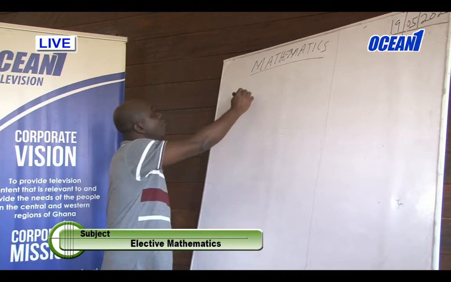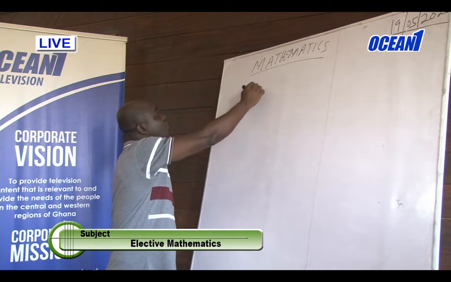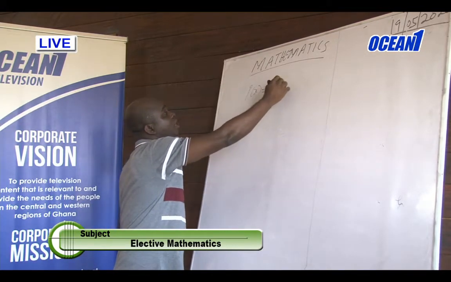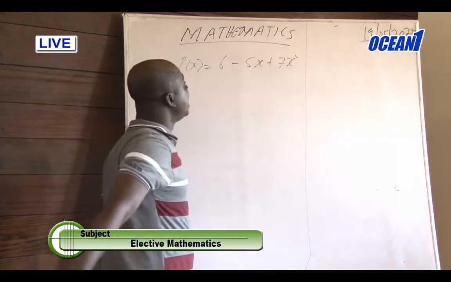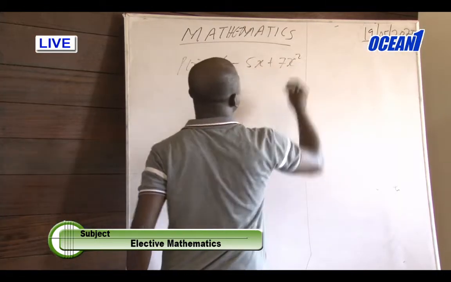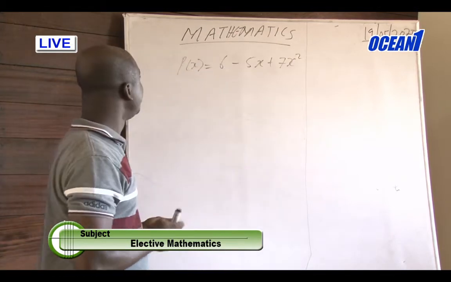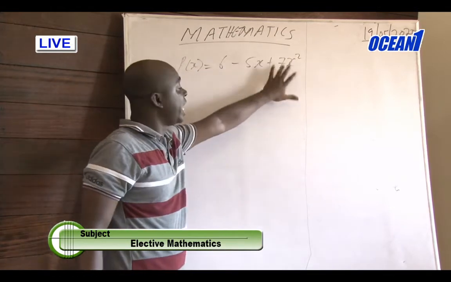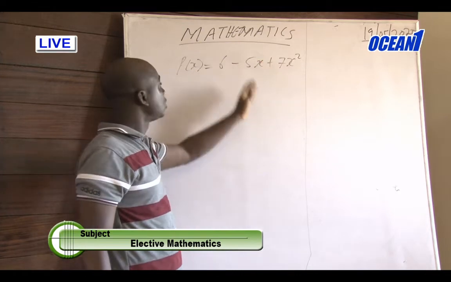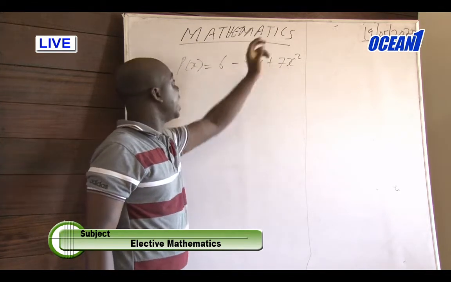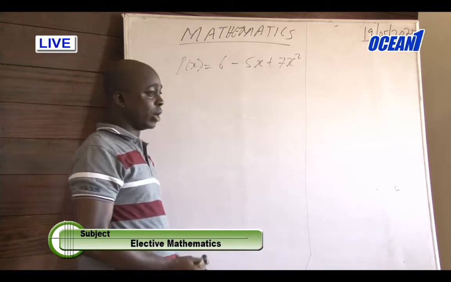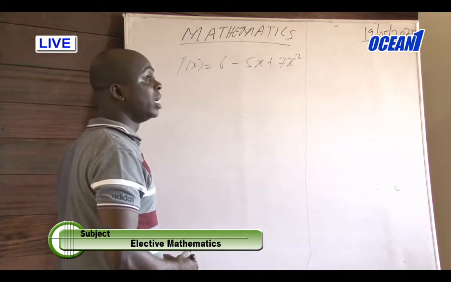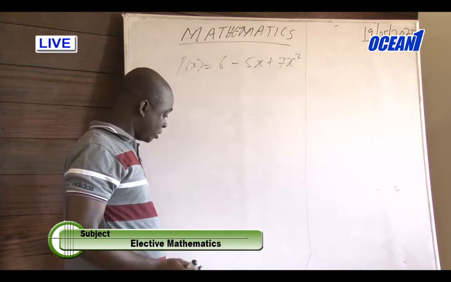So assuming that we have a polynomial function p of x defined as 6 minus 5x plus 7x squared, then we name this polynomial. We can name it in two ways. It will be a trinomial and a quadratic, since it has 1, 2, 3 terms, and the highest degree or power is 2. So this is a trinomial and a quadratic.